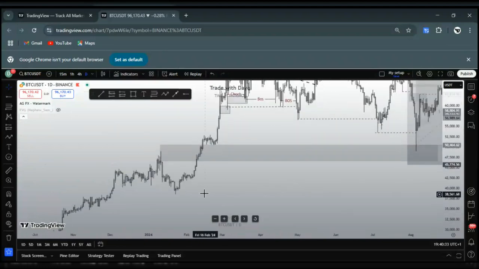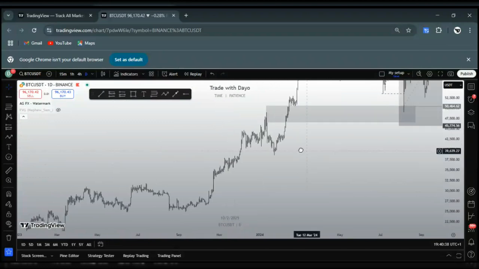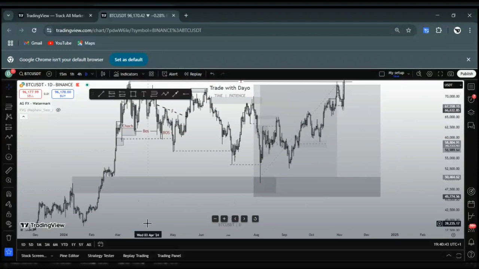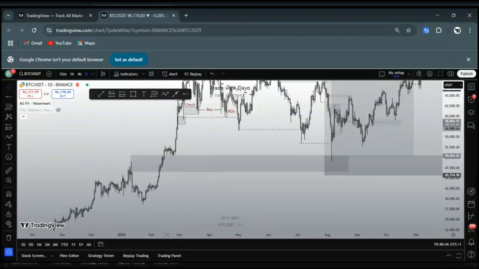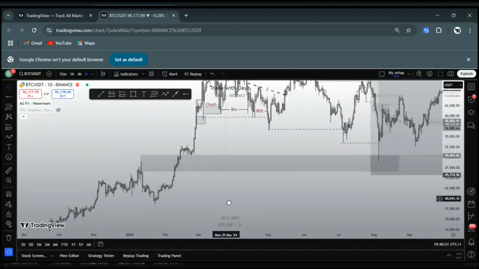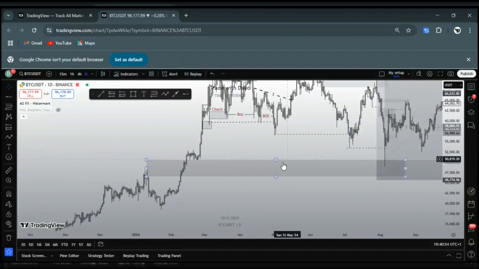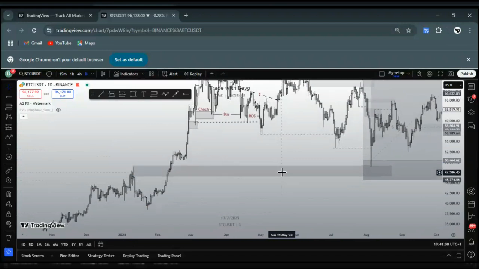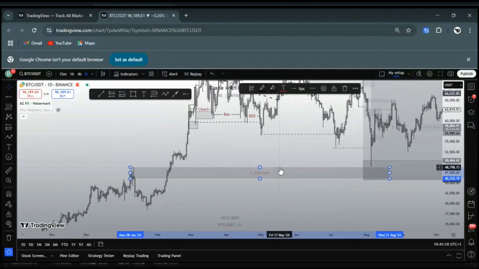As you can see, it's very, very visible. But sometimes, there's something I told someone regarding these classes I made, regarding premium and discount, and these ICT and SMC models and all these things. You need to also know that every pair has its own specific price action, has its own way of behaving.